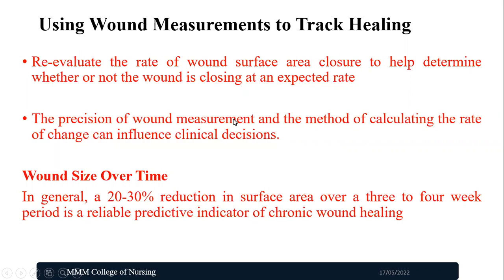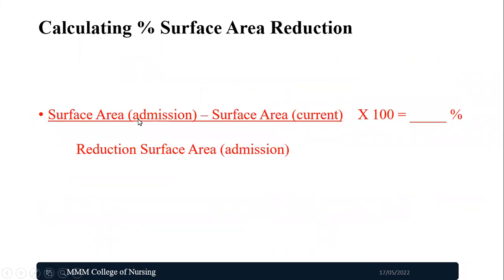The precision of wound measurement and the method of calculating the rate of change can influence the clinical decision in selecting the treatment modalities. And how do you assess the rate of healing over time? In general, a 20 to 30% reduction in surface area over a 3 to 4 week period is a reliable predictive indicator of chronic wound healing. So next, we'll see how to calculate the surface area reduction.